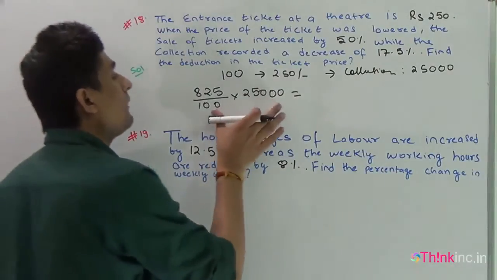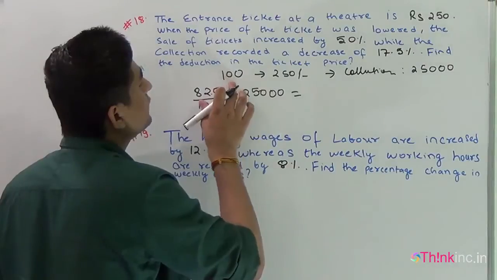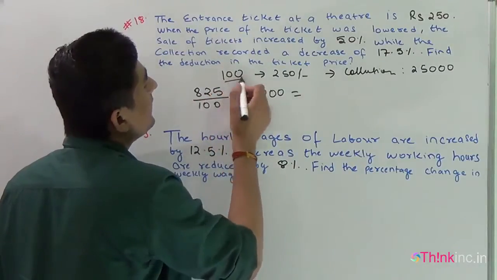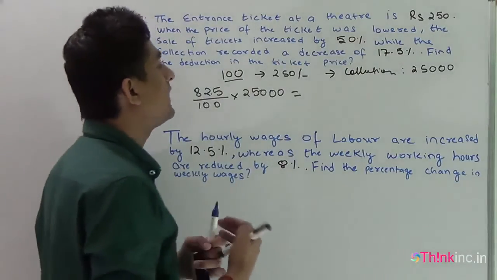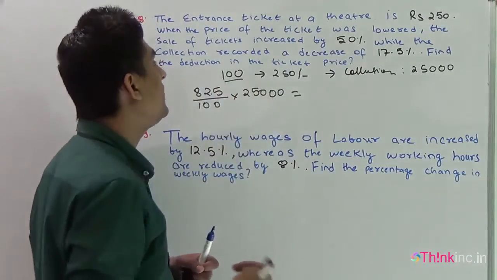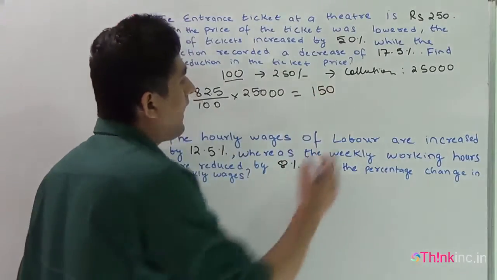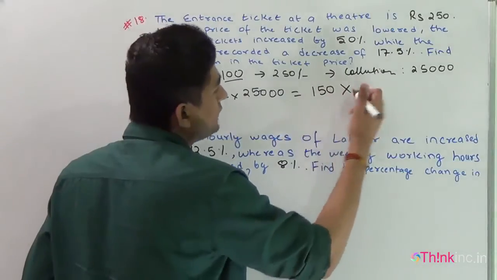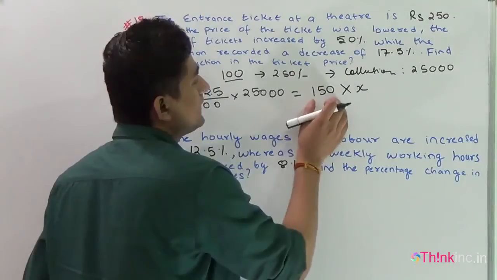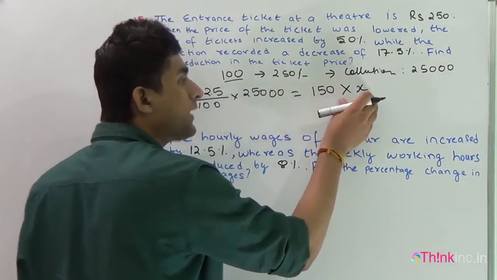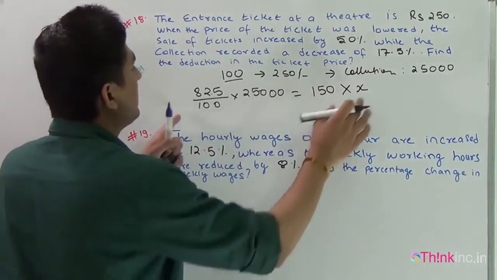So this is the present collection. Now the number of tickets sold was 100, and it has increased by 50%. That means it has increased to 150, because 50% of 100 is 50, and now it's 100 plus 50, that means 150. And the price of a single ticket, let us assume the new price of a ticket to be X. This is the number of tickets sold, this is the price of the ticket, and this will give me the present collection. I think this relation is very clear to you.